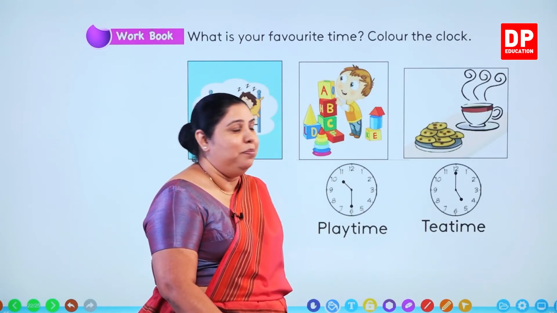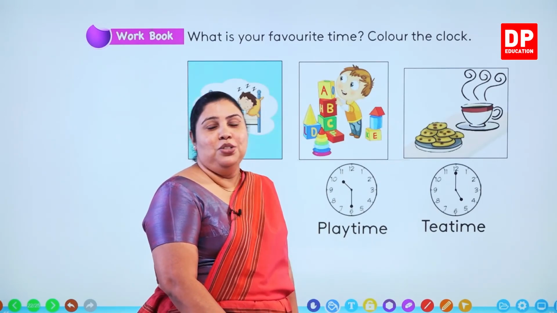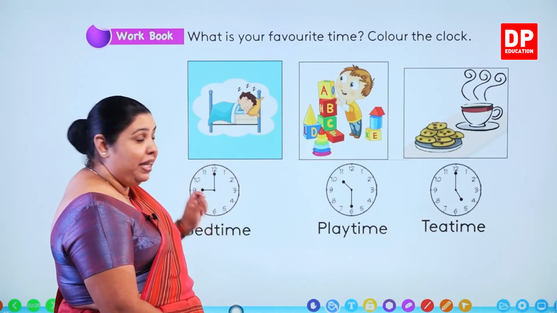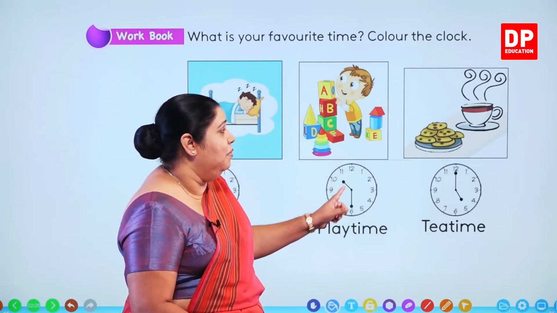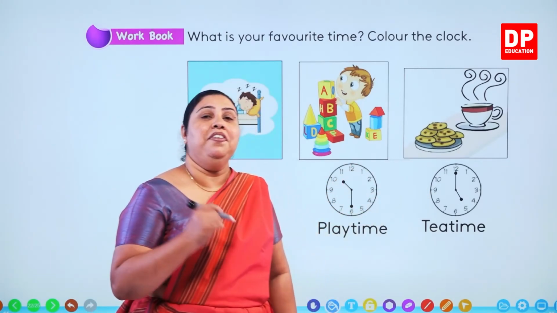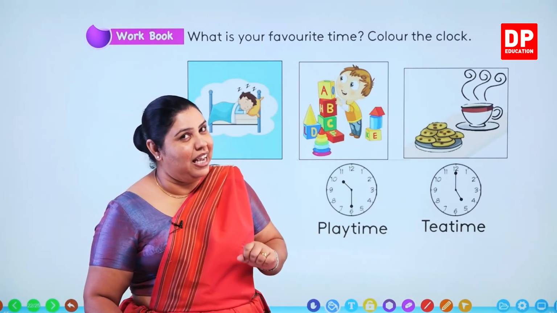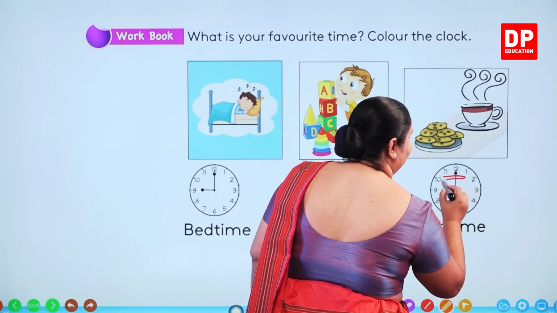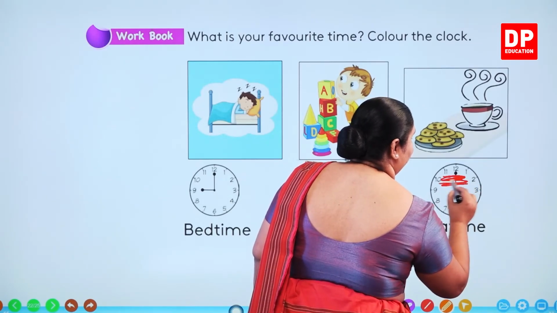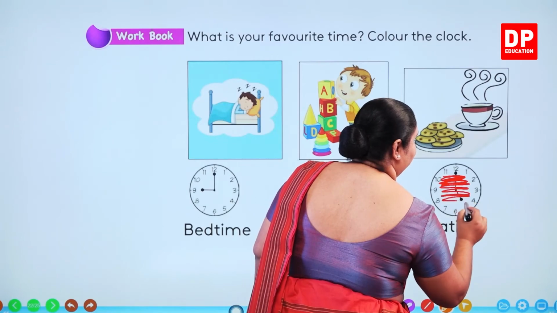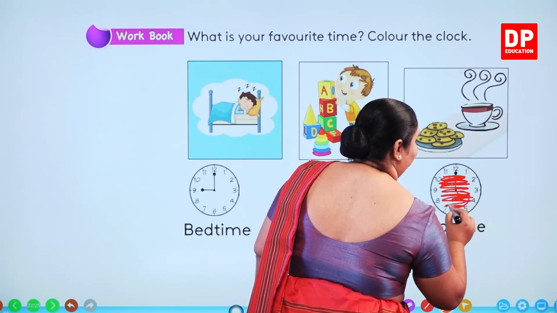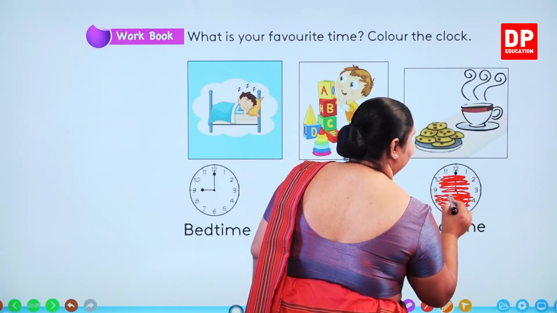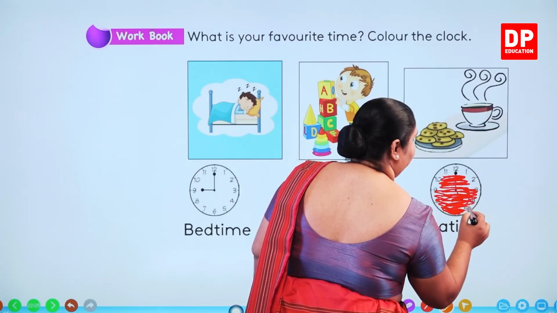I love to have a cup of coffee at that time. So what is your favorite time? You have to color either it's the bedtime or the playtime or the tea time. Now my favorite time is the tea time. So I'm going to color my clock in red like this. Oh, my clock will be in red. So that is the time where I take my cup of coffee or sometimes I take a cup of tea.